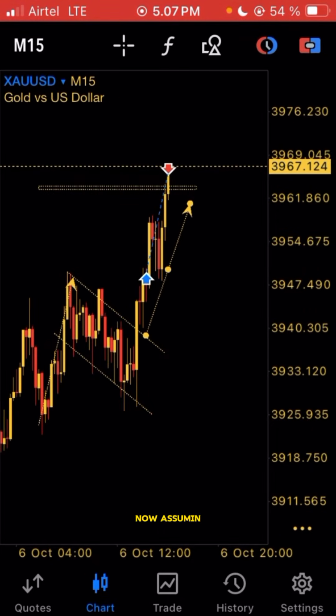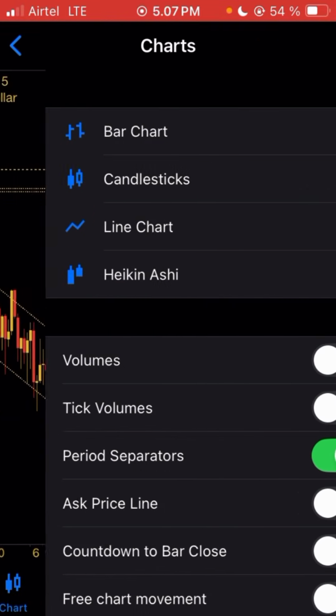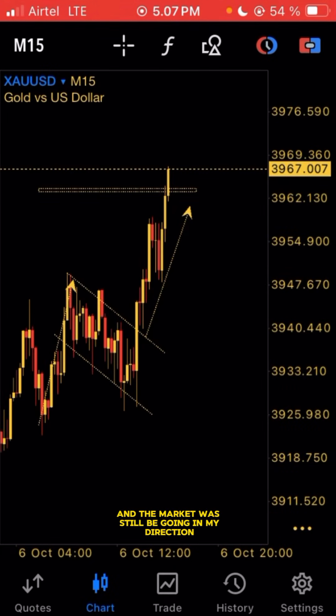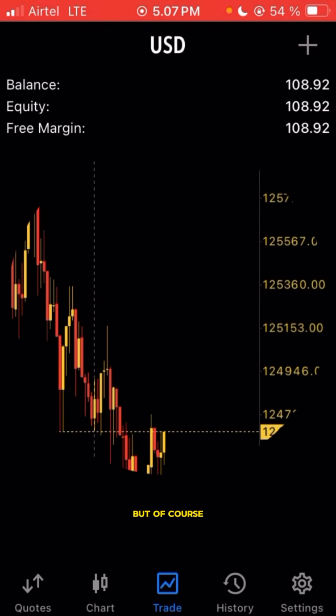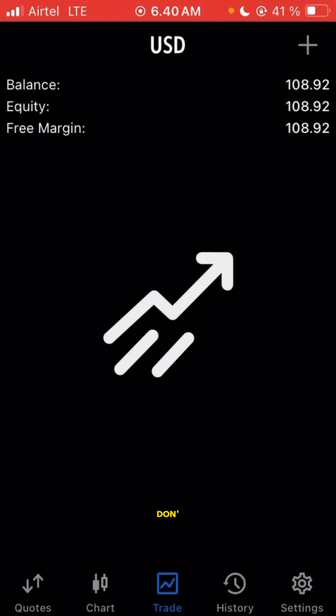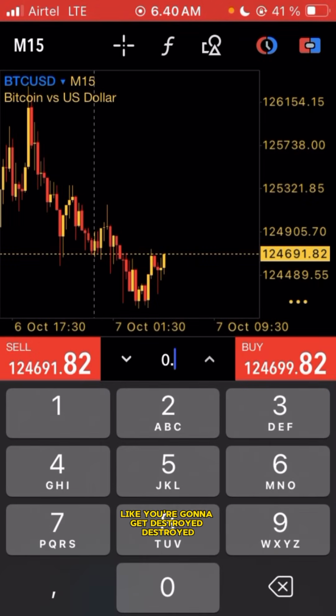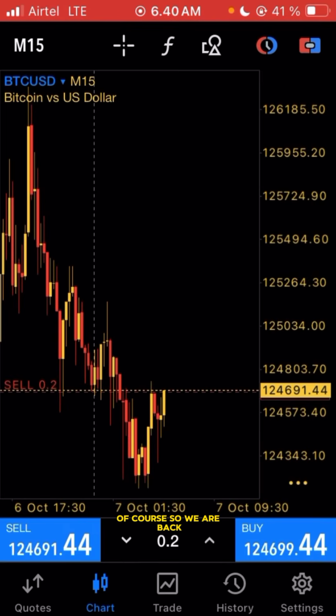Now, assuming I extended that arrow, I would have been forced to hold this trade for no reason, and the market would still be going in my direction. But of course, you have to stay disciplined. Don't be greedy, or else you're gonna get ripped. You're gonna get destroyed. Of course. So we are back.